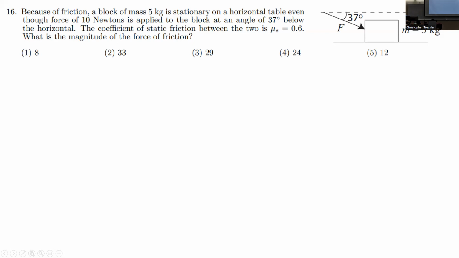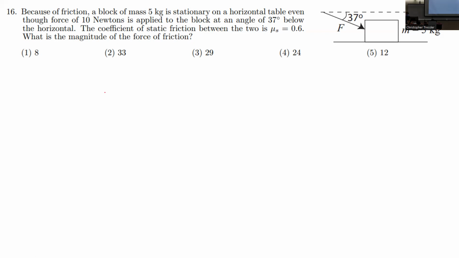So because of friction, a block of mass 5 kilograms is stationary on a horizontal table, even though a force of 10 newtons is applied to the block at an angle of 37 degrees below the horizontal. The coefficient of static friction between the two is 0.6. What is the magnitude of the force of friction?